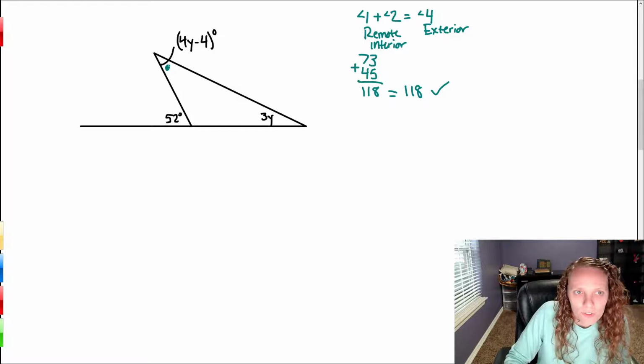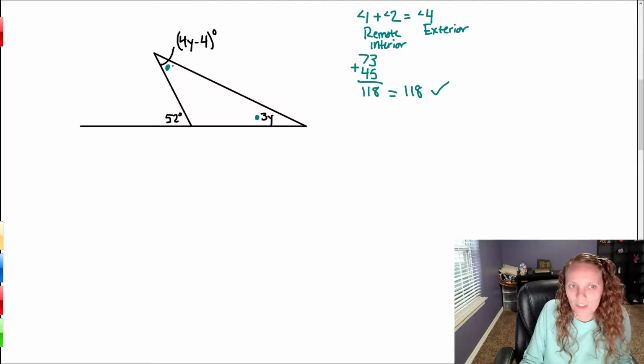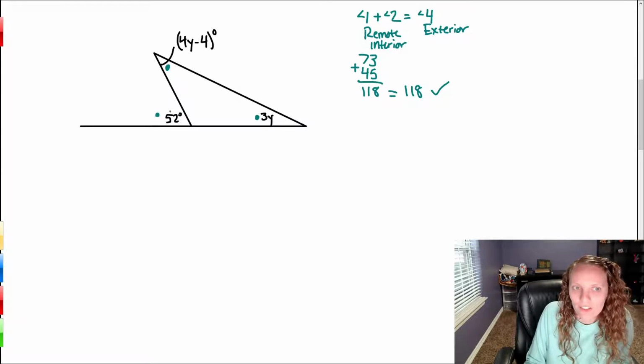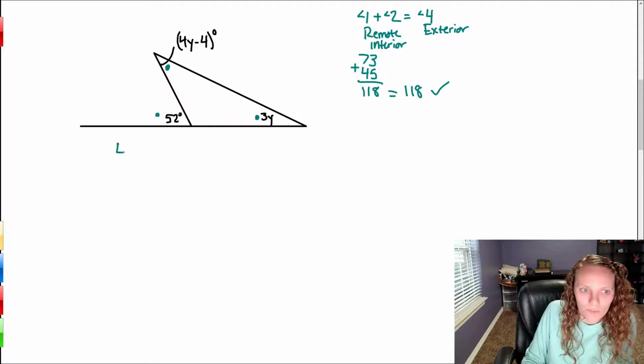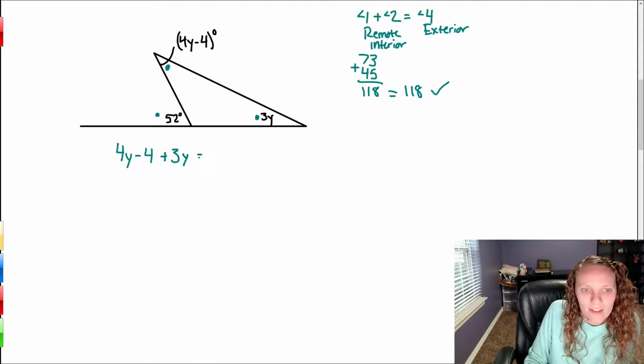This angle and this angle are your remote interior angles because they're the inside angles and they're away from the exterior angle, which is this one here. So when we add these two together, it's going to equal 52 degrees. So let's write an equation. 4y minus 4 plus 3y equals 52.